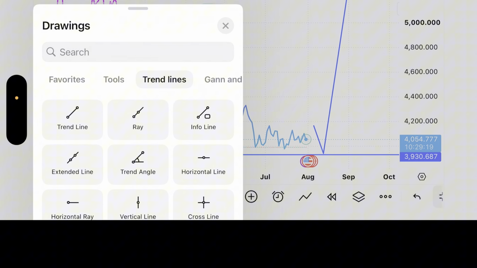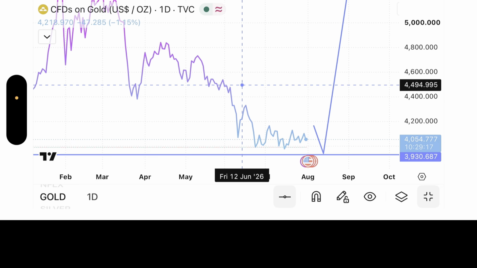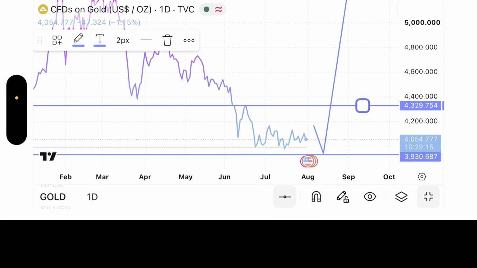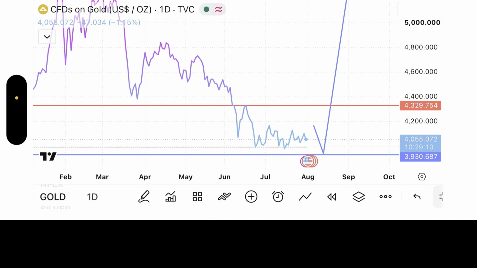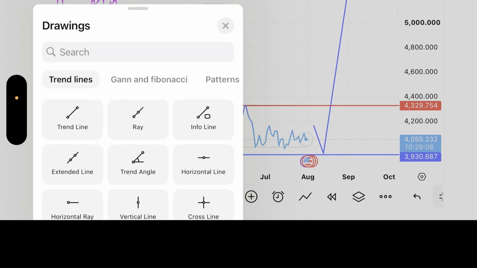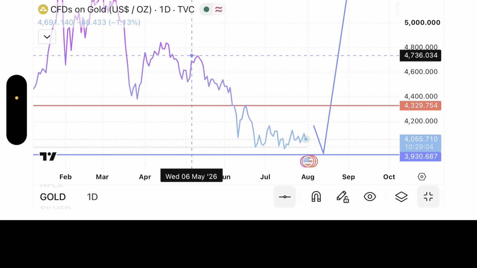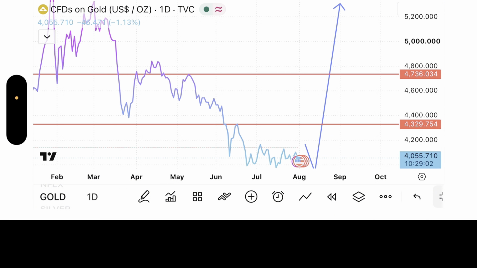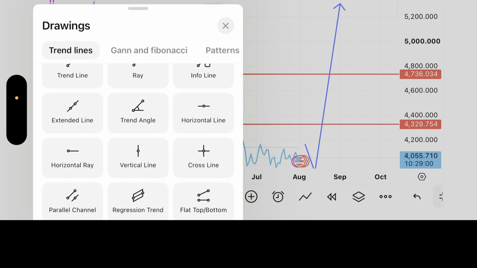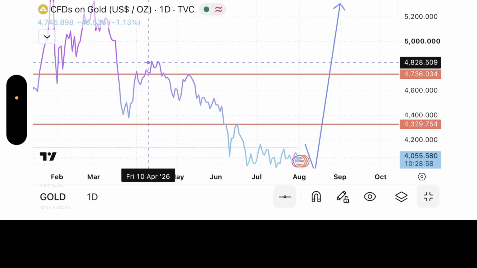For my zones, I'm going to use a different color. So this is my current zone. Let me change the color to red. And then this is my next zone. I'll mainly focus on highlighting the resistance. I'll tell you the reason why. Let me first highlight them.